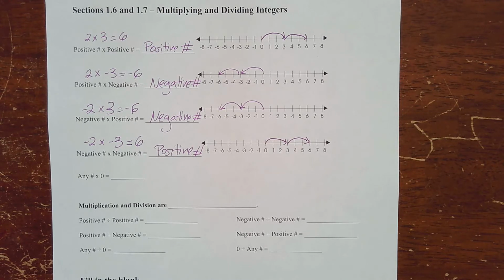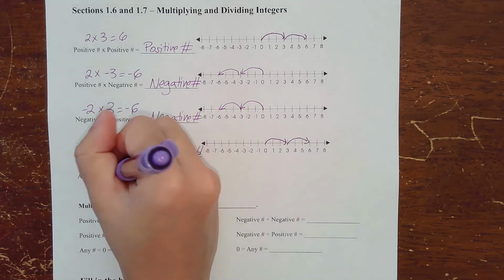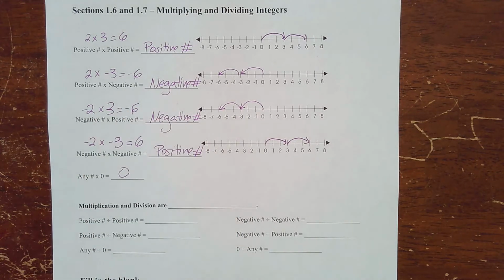Any number times 0, well, that would be facing anywhere, but we're not hopping at all, or each hop doesn't have any kind of distance, and so we just stay where we are. We would stay at 0. So any number times 0 equals 0. Alright, so that's the multiplication half of it.